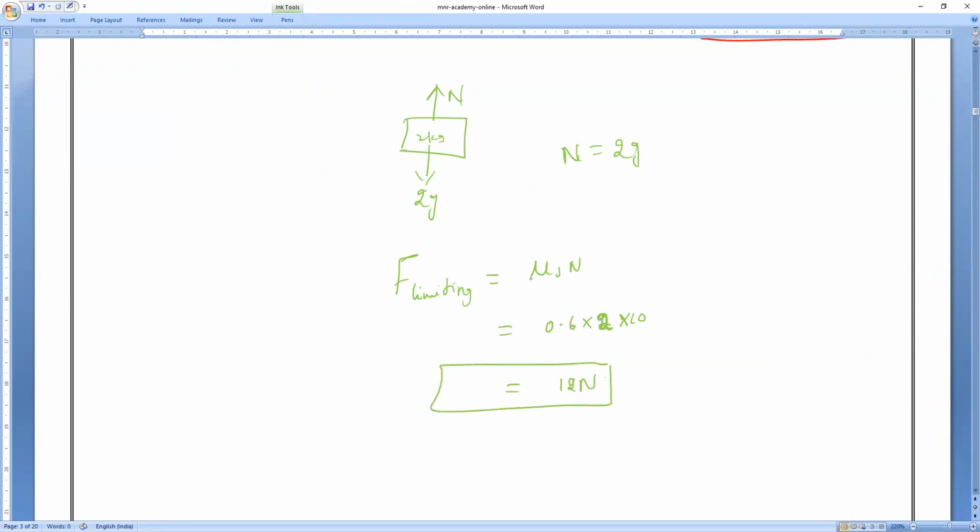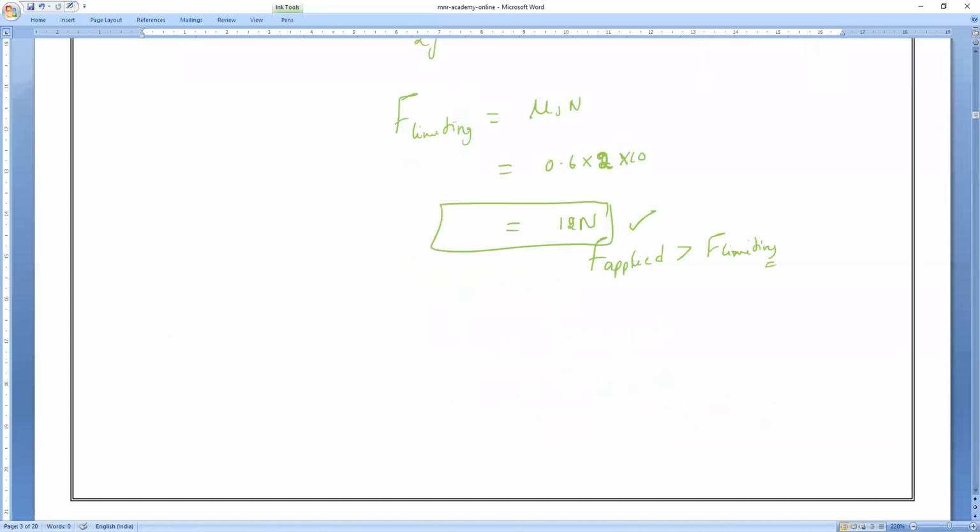If you have applied 12 newtons, F applied is greater than F limiting. So it is not static friction. The body is in motion, so it is kinetic friction. Immediately when you hear kinetic friction, your mind should say it is not variable. It is constant.